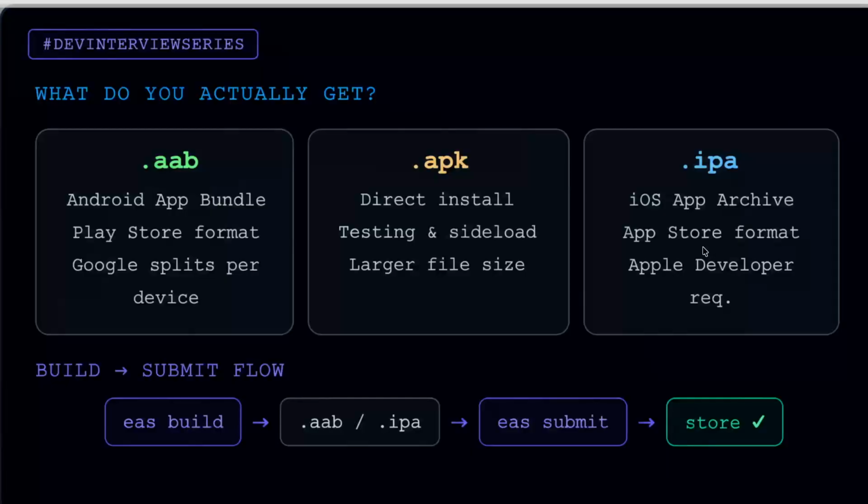Which is good for testing as well. Then comes IPA. IPA is Apple's equivalent for iOS. So one gotcha is here: for iOS you need an Apple developer account, which has to be connected with the EAS for signing. And for Android, EAS can manage the keystore for you, so that is not a point to worry.